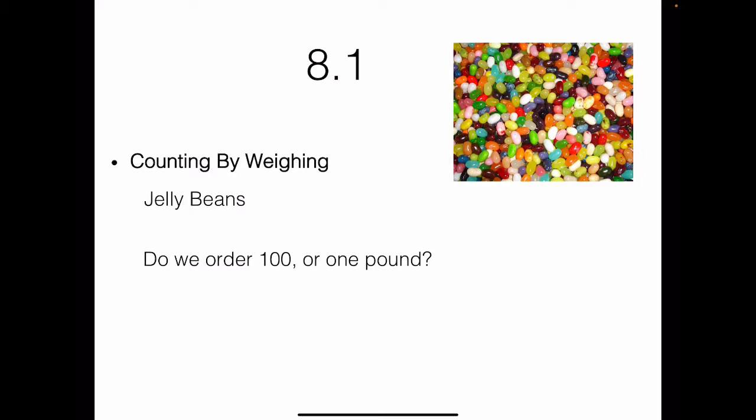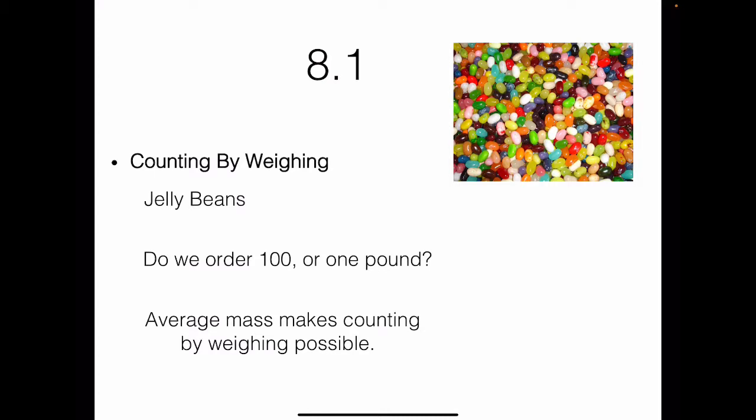Instead, we count by weighing. If we know the approximate mass of 100 jelly beans, then we can do this much faster by saying, I'll take a pound of jelly beans rather than 100. So average masses make counting by weighing possible. If we know the average mass of one jelly bean, then we can calculate the mass that 100 jelly beans would weigh, and then just measure an amount of jelly beans in terms of mass rather than counting them out one at a time.